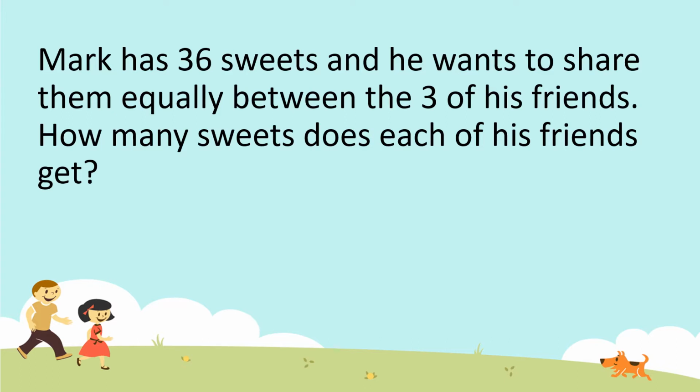Mark has 36 sweets and he wants to share them equally between the 3 of his friends. How many sweets does each of his friends get? First, we need to underline the important information. In other words, we need to underline or highlight the numbers. Then we will write it out as a division problem. 36 divided by 3.